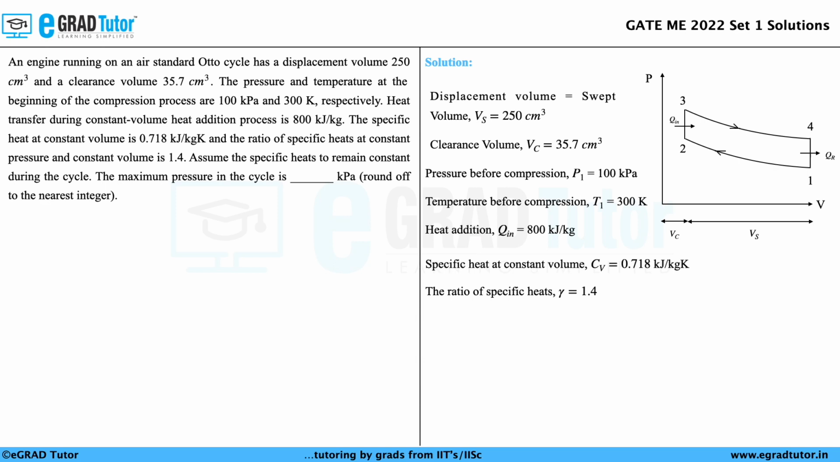Now for an Otto cycle, compression ratio Rc is given as the ratio of volume before compression to volume after compression. So for an Otto cycle, compression ratio can be found as 1 plus Vs by Vc. Substituting Vs and Vc for this question, we get the compression ratio as 8.